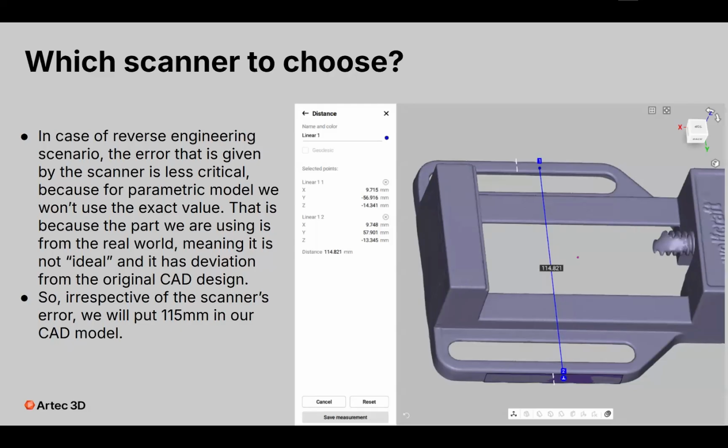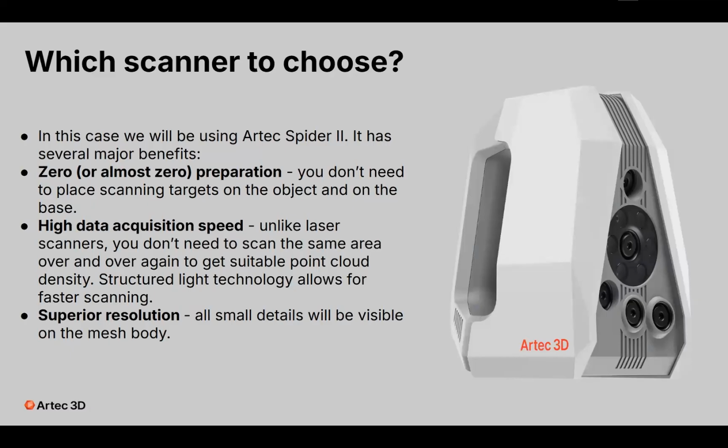So why Spider II? For this particular application, Spider II has several major benefits. The first one is almost zero preparation. You don't need to place scanning targets on the object or on the base, and you don't need to perform a recalibration. Basically, the same thing that you normally do with laser scanners, which use targets such as Artec points, for example.